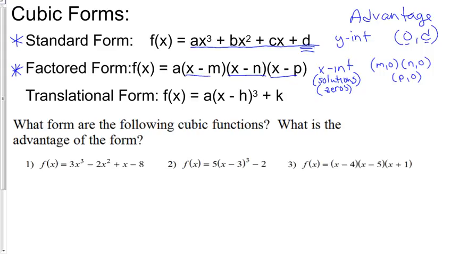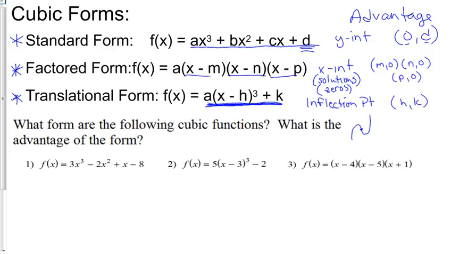The last form that we looked at was translational form. And translational form was in this. It looks like vertex form. Still has h's and k's. The advantage to this is that you see the point of inflection. And the point of inflection is the place where it goes from being curved like this to being curved like this. It's that point that's right in the middle of those curves. So that's called the inflection point. The inflection point is (h, k).